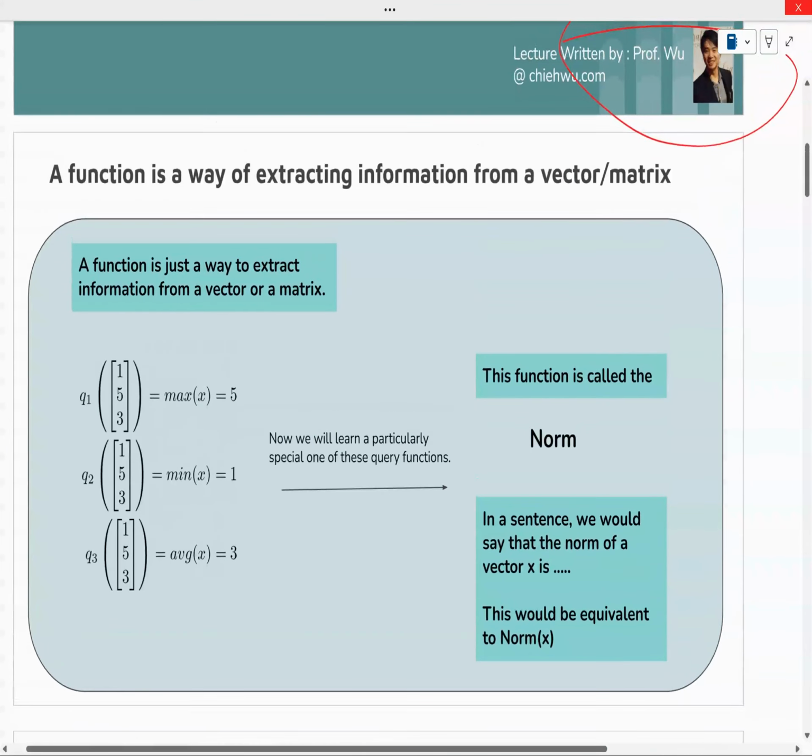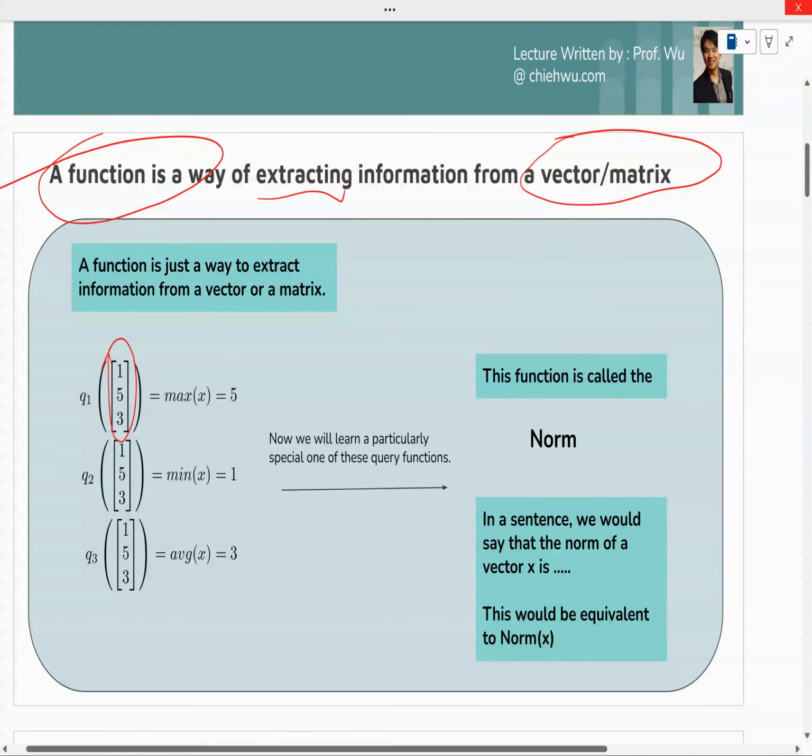Functions are a way of extracting information from vectors and matrices. We can think of it that way, where over here is a vector and q1 is a function. Let's say q1 is the max function. We put a vector inside a function and it extracts some kind of information. Max tells you the largest value within the vector. Min is another function where you put x in, and it tells you the minimum value. Of course, you can use average as well.